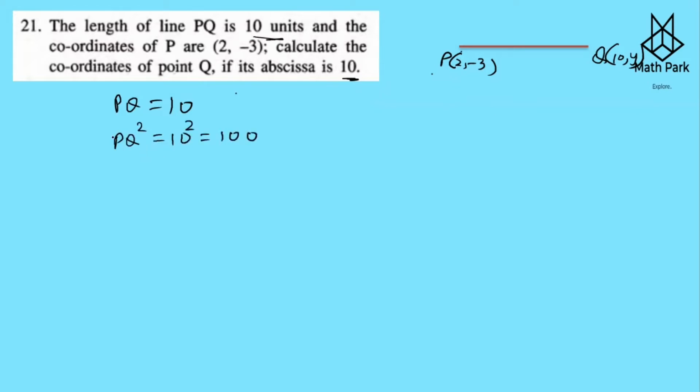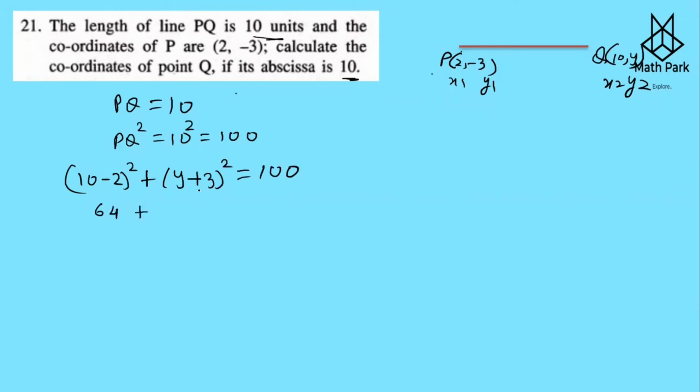Using the distance formula, let us put the PQ square. I'll take this as my x1, y1, and this is my x2, y2. So distance formula, you have x2 minus x1, that is 10 minus 2, the whole square, plus y2 minus y1, that is y minus of minus 3, which becomes y plus 3, the whole square, which is equal to 100. So 10 minus 2 is 8 square, which is 64.